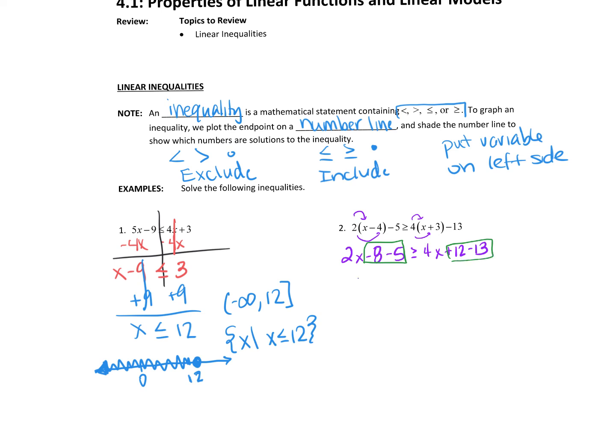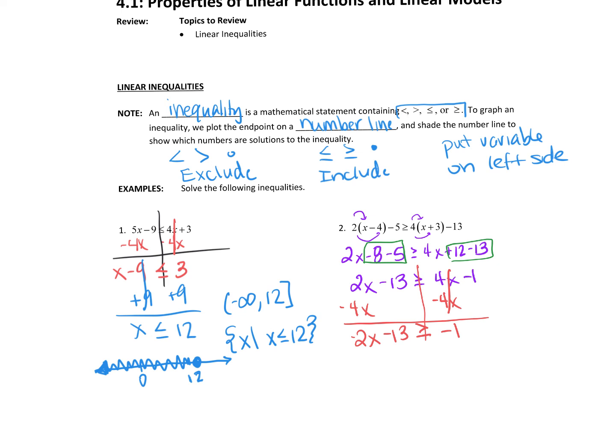So when I do that, I get 2x minus 13 is greater than or equal to 4x minus 1. And so I want to move everything to the left side. So what I'll do is I'll start off by subtracting 4x. So I'm going to put it on this side, the x is on this side. So here's what I get. 2x minus 4x is a negative 2x minus 13. That's greater than or equal to, this goes away, minus 1.